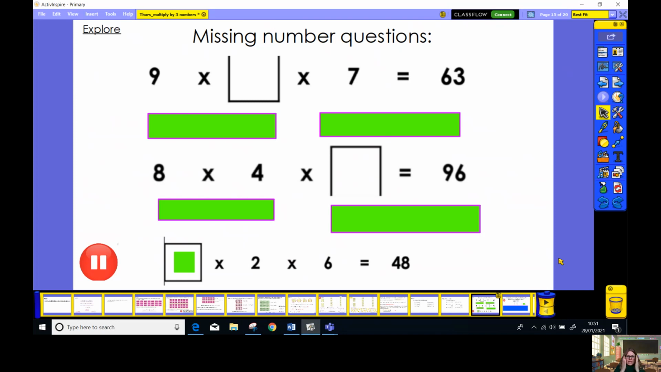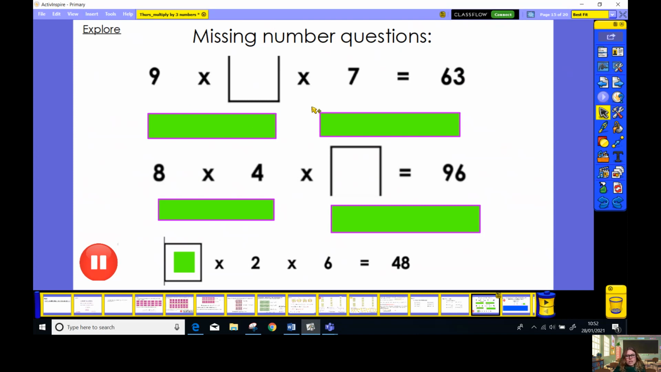Okay, now we're going into slightly trickier calculations. Now we have some missing number questions. When I have a missing number, but I know the product, I have to think to myself, how am I going to work this out? I need to find out 9 multiplied by a missing number multiplied by 7 equals the product 63. So what am I going to do first?